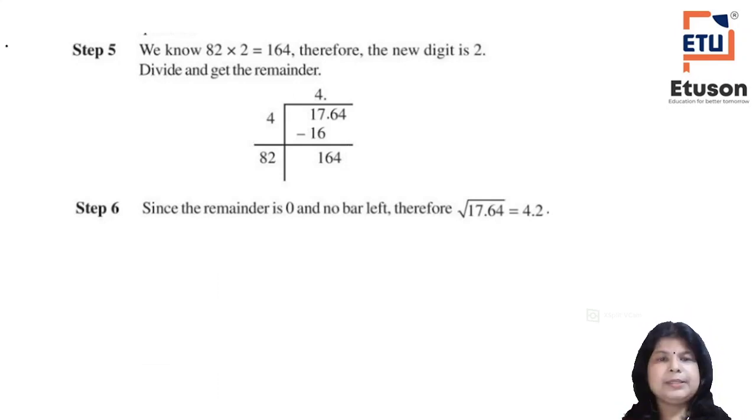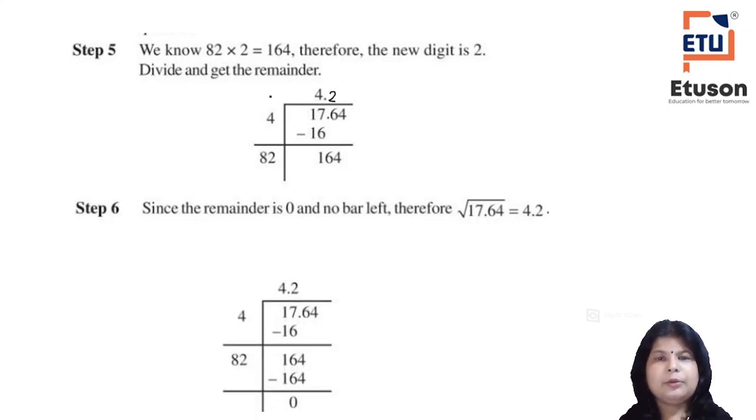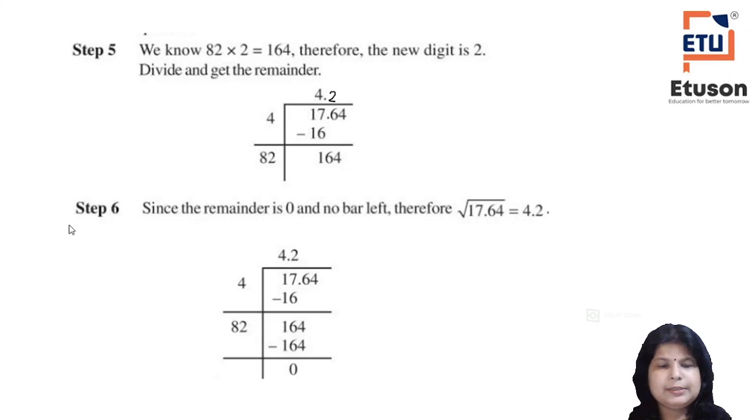So in step 6, as you can see, you have put 2 here, you can put 2 here, then your final answer will be 82 into 2, it is 164, and the remainder is 0. Since you are getting remainder equal to 0, then the square root of 17.64 will be equal to 4.2. Correct, children? Hope you have understood how to find out the square root of a number.